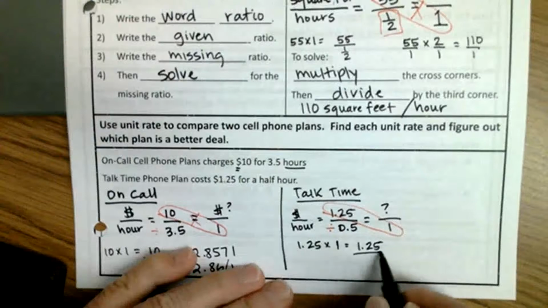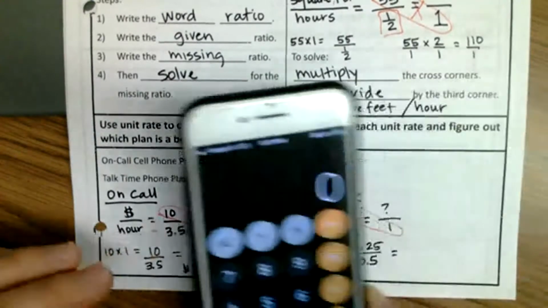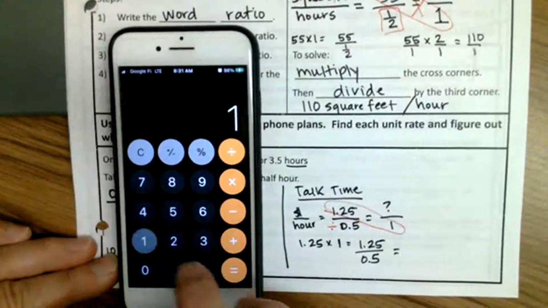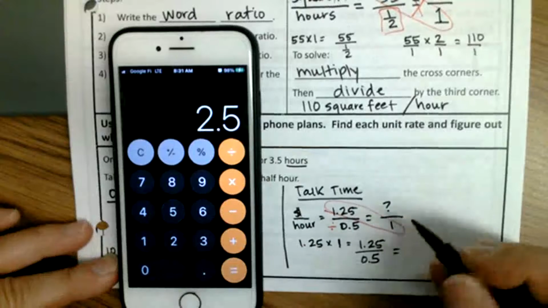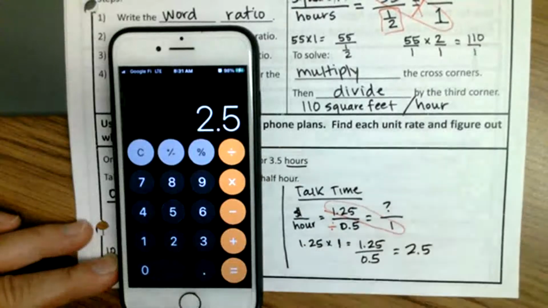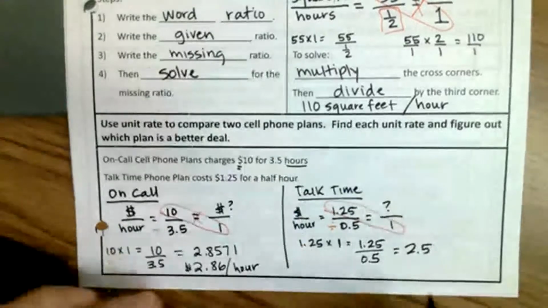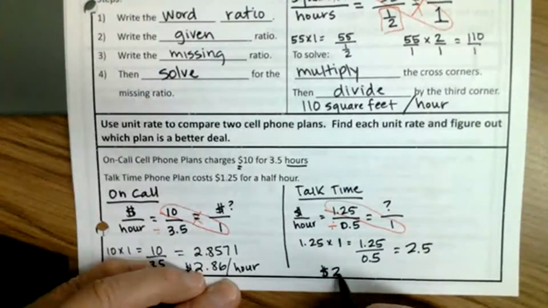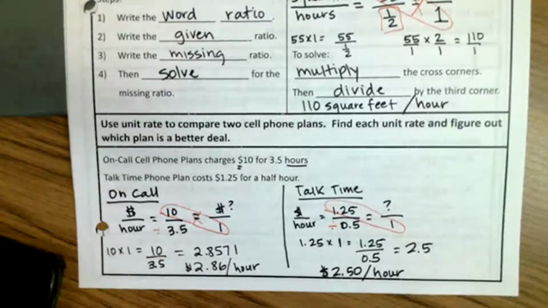So I'm going to divide by 0.5. So again, I can use my calculator, okay? I'm going to put in 1.25 and divide by 0.5, and I get 2.5. Remember, this is money. We're talking about dollars per hour. So this is actually $2.50 per hour.